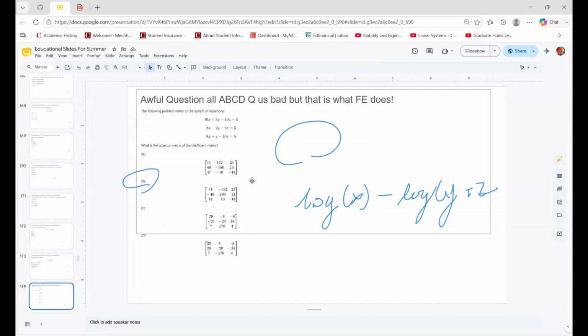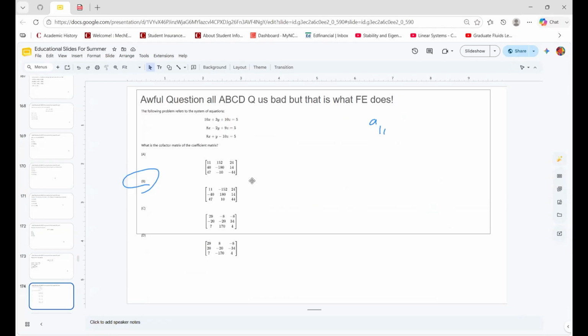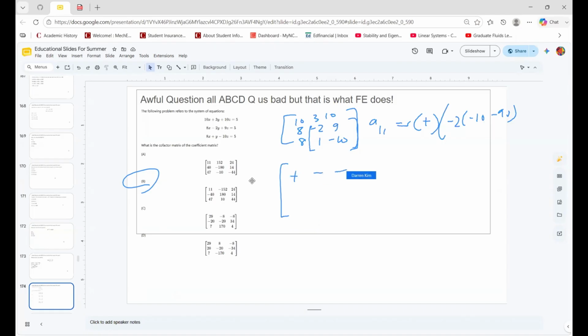So apparently, coefficient matrix is basically doing A11 because this matrix is basically 10, 3, 10, 8, -2, 9, 8, 1, -10, right? A11 equals to +1, and then -2, -10, -9, 1. Oh, so it's this area over here. Okay. Oh, I never even knew that. I actually never knew that the coefficient matrix was that easy. Okay, I just learned something new from doing this.